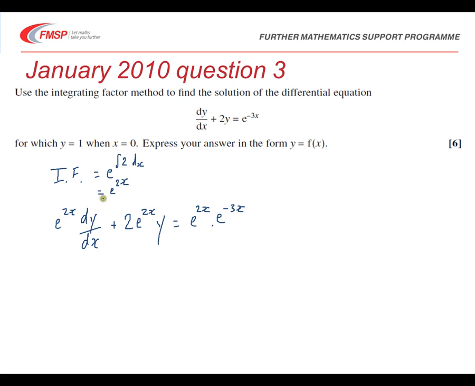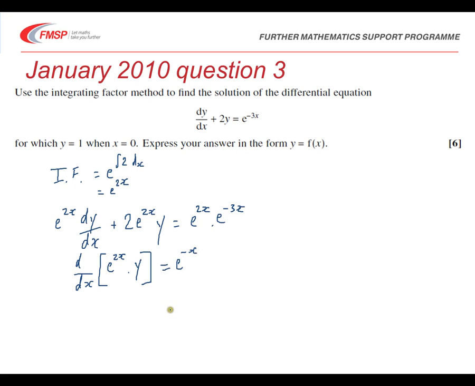Now if this has worked, this should look like the product rule, which it does. I've got this thing times the derivative of y, and then I've got the derivative of this thing times y, which basically looks like the result of the product rule. So that whole thing is effectively differentiating e to the 2x times by y. And this is my u dv dx plus v du dx, if that's my product. My right hand side, e to the 2x times e to the minus 3x, is e to the minus x.